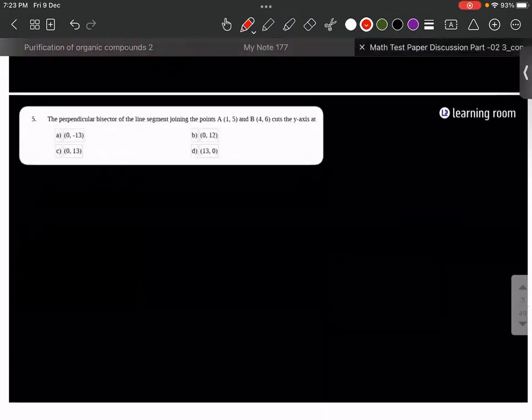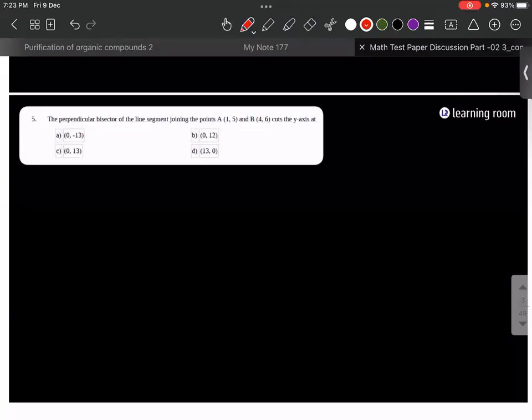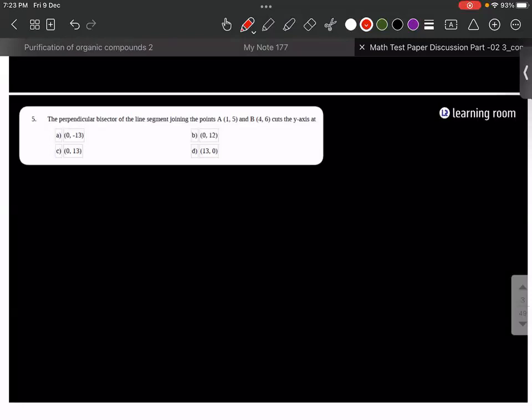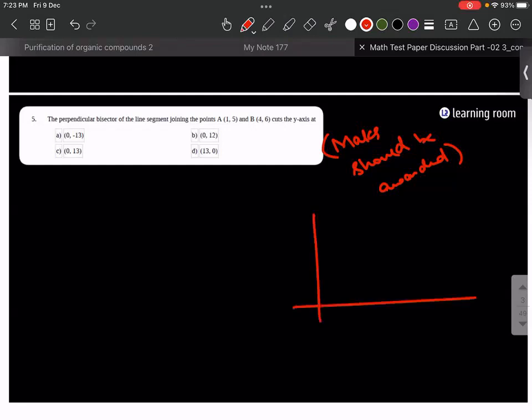The perpendicular bisector of the line segment joining the points (1, 5) and (4, 6) cuts the y-axis at (0, 13). So how did he get it? Bisector means it divides the line segment into two equal parts. So using the section formula, I got it. Actually, for this also marks should be awarded. You can't do this. (0, 13) is right, but I don't know how you got it. So tell me the steps.